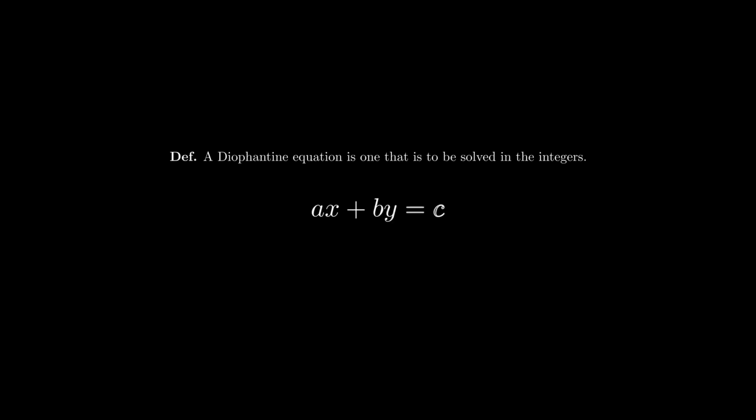Diophantine equations are those that are to be solved in the integers. The most common type of Diophantine equation is the linear equation in two unknowns, ax plus by equals c, where a, b, and c are integers, and a and b are not simultaneously zero.